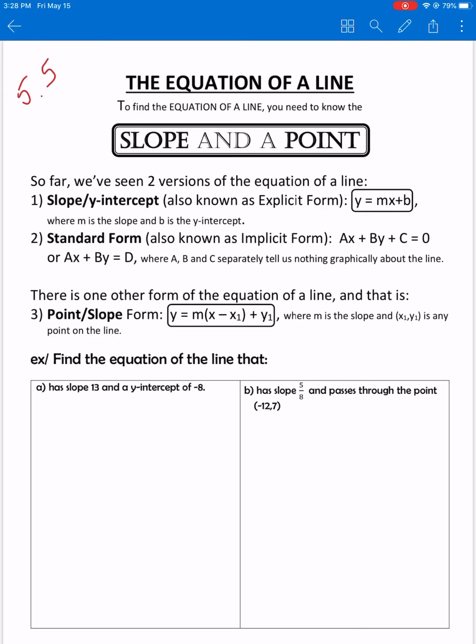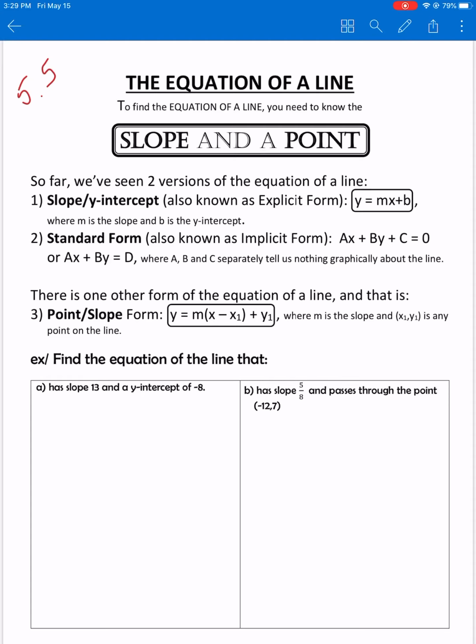Hi, this is Unit 5.5, the equation of a line. This is probably the hardest lesson of the whole year. You may have found some other lessons harder, you may have found them easier. Hopefully, I'm able to explain it in a way that it's not so hard.